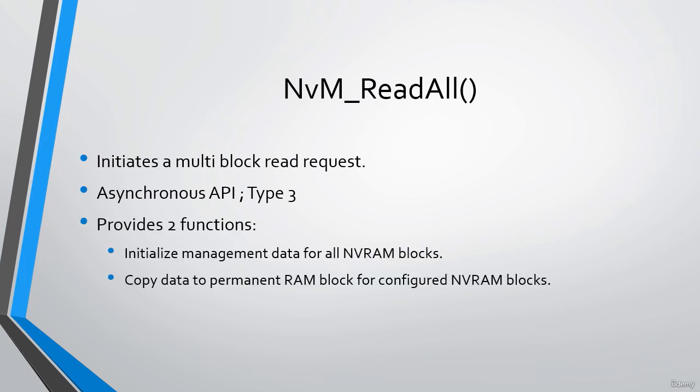It basically provides two functions. First, it initializes the management data for all the NVRAM blocks. The second is that it will copy the data to the permanent RAM block for the configured NVRAM blocks. So if we say, for example, these set of blocks need to be read every time the ECU starts up, we will mark them for NvM_ReadAll, and those will be copied to the permanent RAM block from the NV block once the ECU starts. So just remember how it is happening.